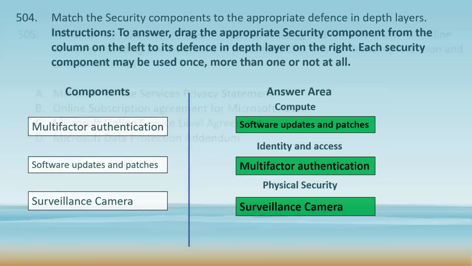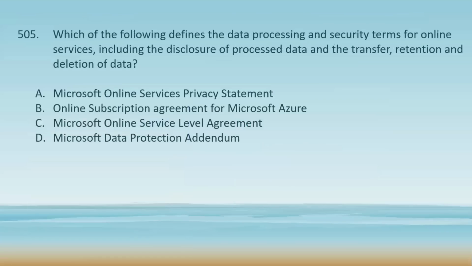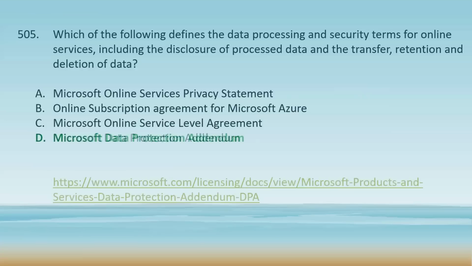Next question. Which of the following defines the data processing and security terms for online services, including the disclosure of processed data and the transfer, retention, and deletion of data? Your options are Microsoft Online Services Privacy Statement, Online Subscription Agreement for Microsoft Azure, Microsoft Online Service Level Agreement, Microsoft Data Protection Addendum. Now, folks, the Microsoft Data Protection Addendum defines the data processing and security terms for online services.